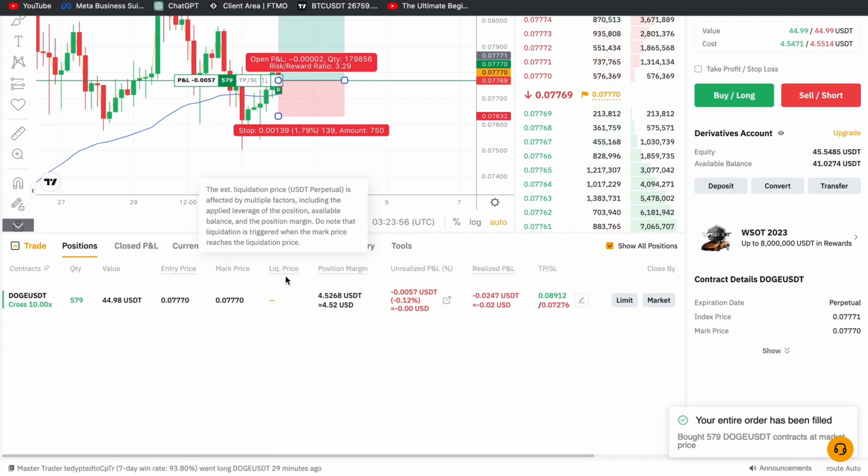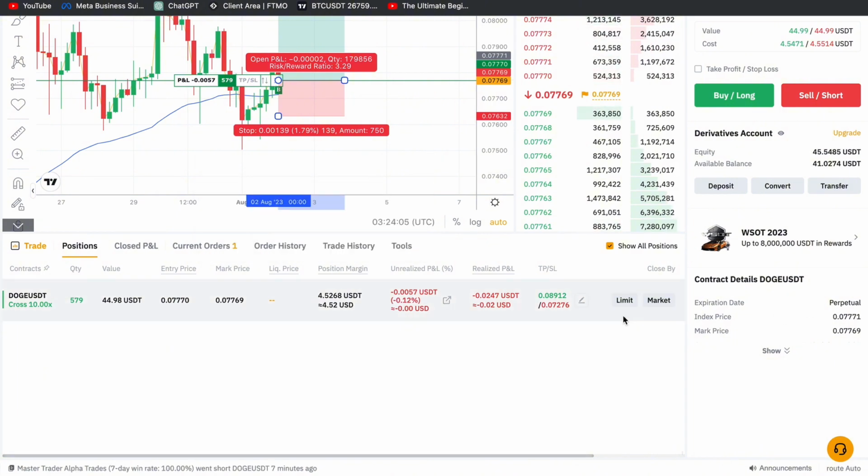So if someone tells you they are on long, that means they have bought something. If they tell you they are on short, that means they have sold a particular pair. Then we have the limit and market. So if you want to close it, you just click on market here. If you want to do partial closing, you can click on the limit here to close the trade partially.